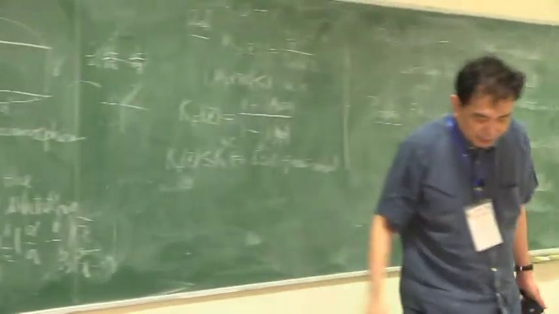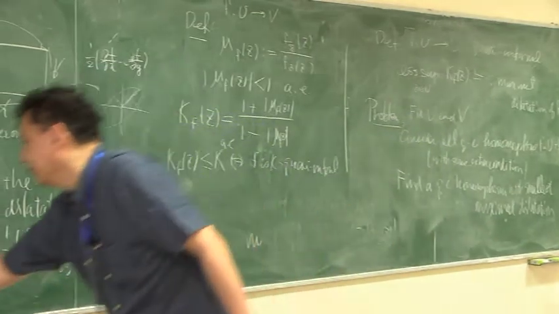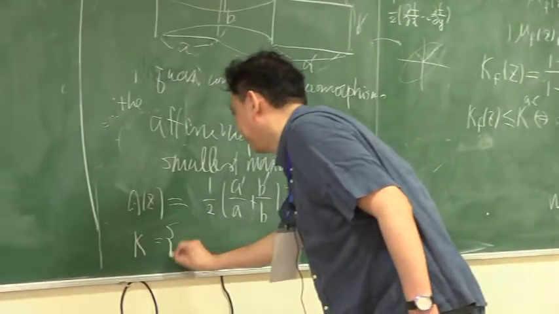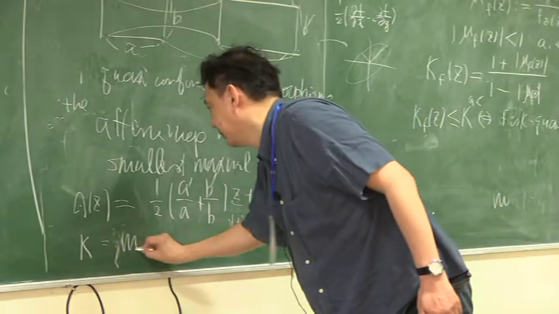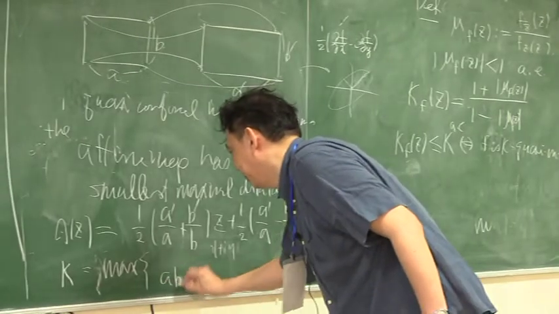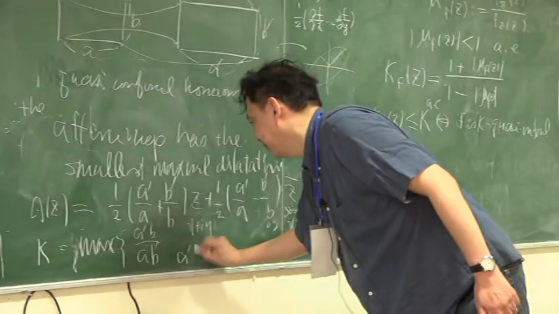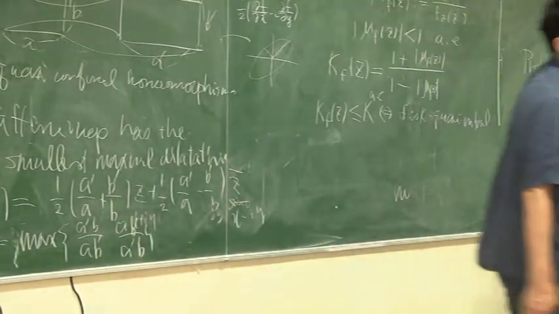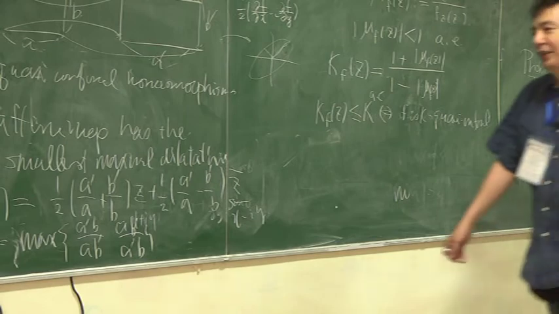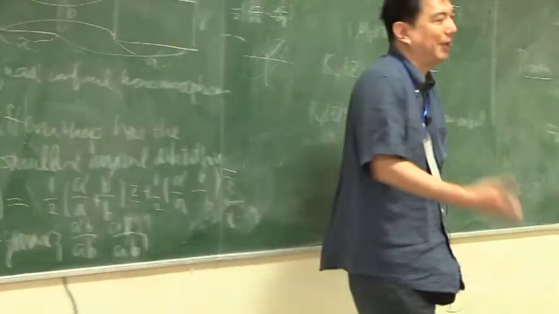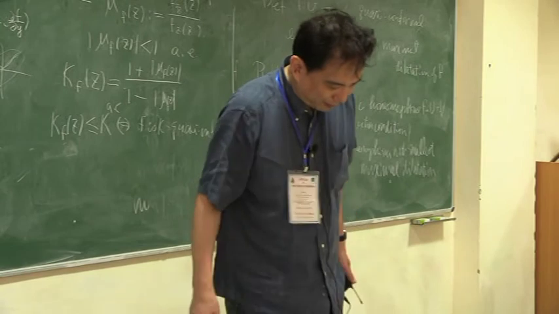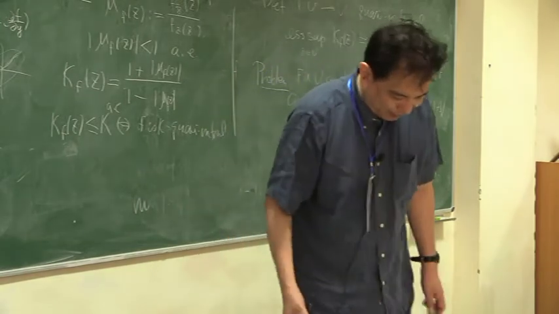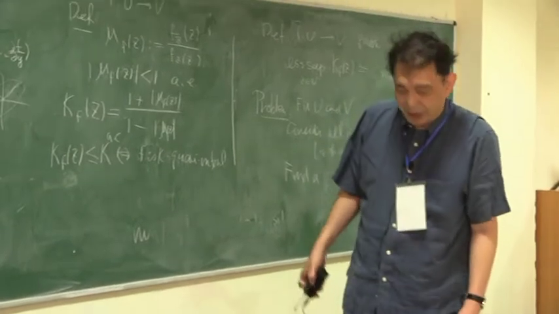So the dilatation K is equal to the maximum of A B prime over A prime B, and A prime B over A B prime. One of them should be greater than one, so you choose that one, and that's the K. That's the maximal dilatation for maps between two rectangles.